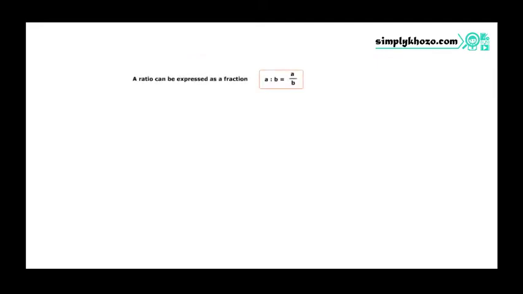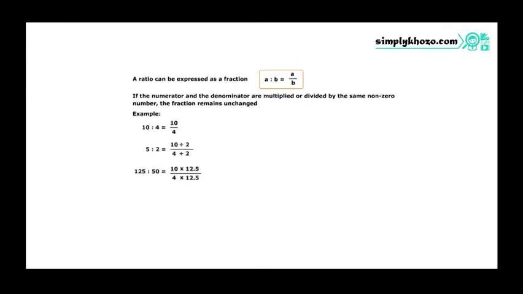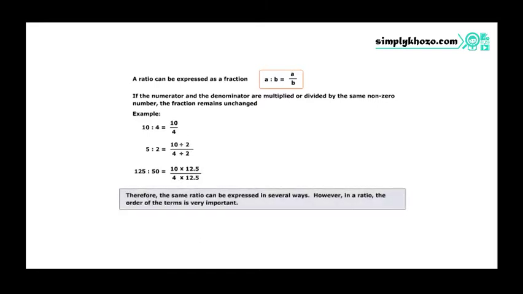Did you know a ratio has no unit of its own? Ratio can be expressed as a fraction. If the numerator and the denominator are multiplied or divided by the same non-zero number, the fraction remains unchanged. For example, 10:4, 5:2, 125:50 are all the same. Therefore, the same ratio can be expressed in several ways. However, in ratio, the order of the terms is very important. For example, 5:2 is not equal to 2:5.